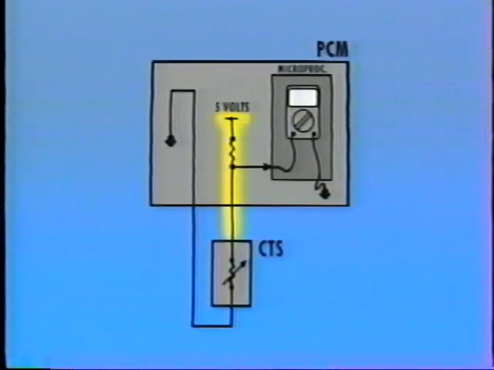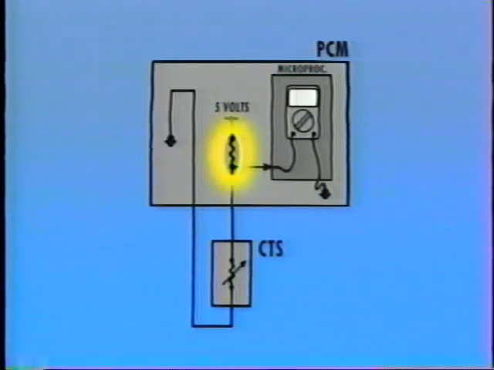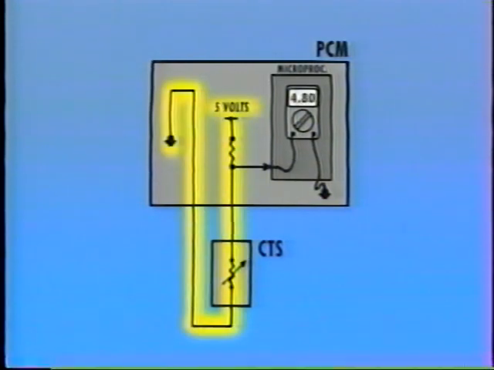The PCM supplies a 5-volt reference and ground for the CTS. To measure the CTS signal, it monitors the voltage drop produced across an internal resistor. With coolant temperature low, the thermistor's resistance is high. Very little current flows through the thermistor. The PCM's built-in voltmeter reads a value close to the 5-volt supply.